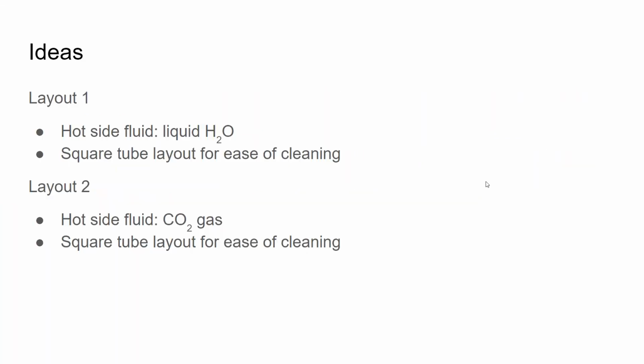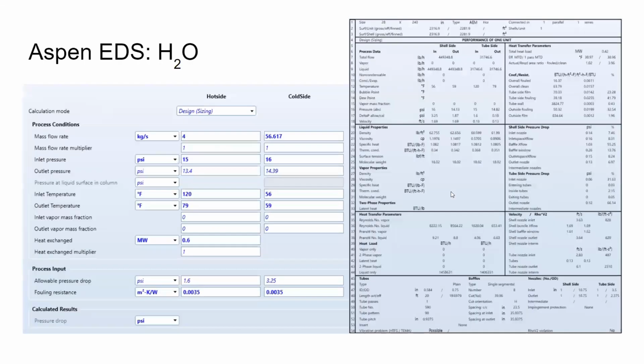We had a couple ideas of how to accomplish this within the project. The hot side fluids of liquid H2O and CO2 gas were possible options, both having a square tubing layout to increase ease of cleaning and disinfecting.